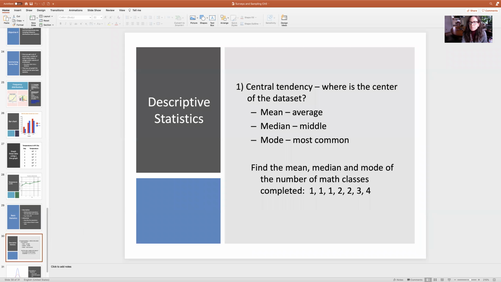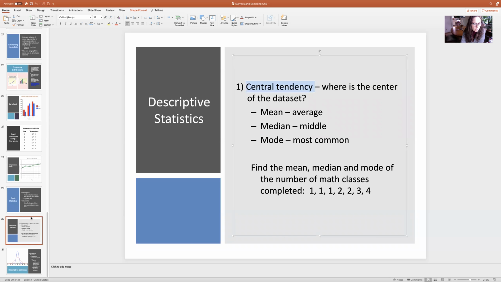One of the basic types of descriptive statistics is what's called central tendency. Central meaning where is the center of the data set. With a mean, it's just an average, and that gives us kind of the middle of the data set in some ways. Median is when you line up a bunch of numbers and you look at what is the middle number. The mode is the most common number. And you can go ahead and pause here and figure out how you do a mean, median, and mode of those data that I'm giving you there.